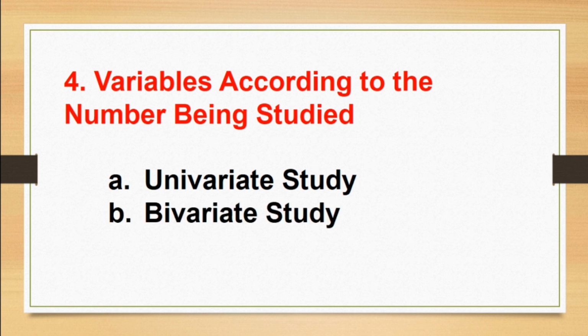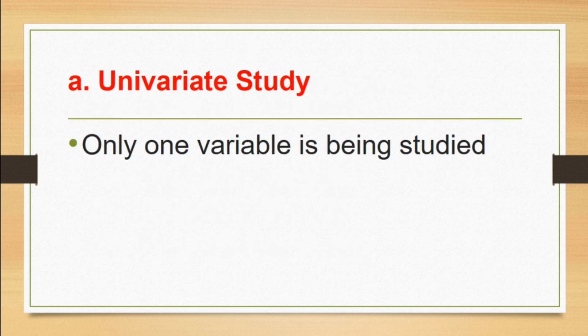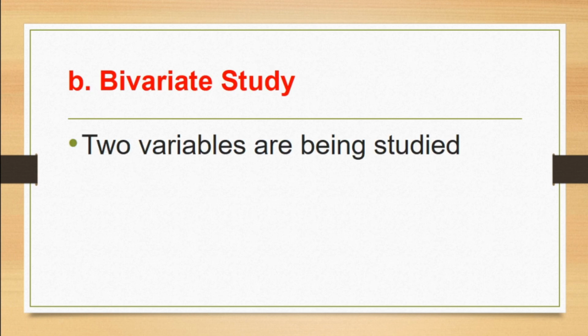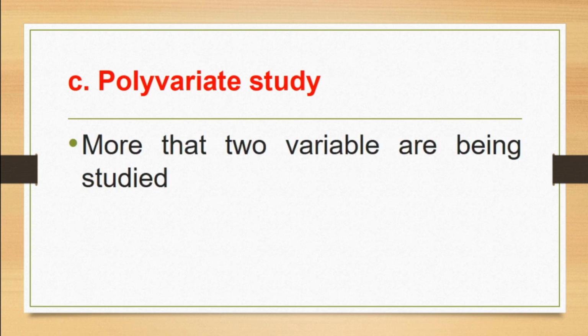So, fourth, the variables according to the number being studied. Meron tayong univariate, bivariate study, and the polyvariate study. First, univariate study. It consists of only one variable being studied. Isa lang ang variable. Yan yung univariate. Ang bivariate study, ito yung dalawang variable ang ginamit. And ang polyvariate study, ito yung more than two variables are being studied.